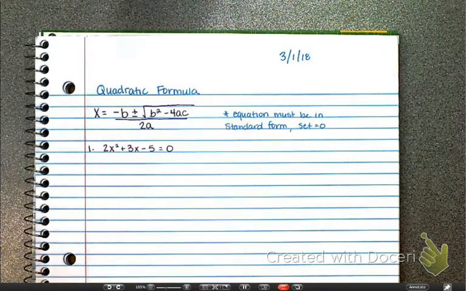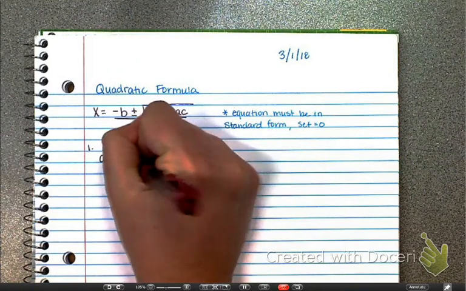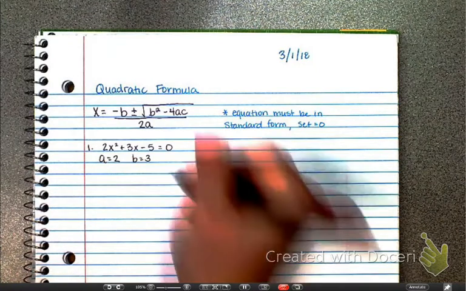So 2x squared plus 3x minus 5 equals 0. Before we plug any numbers in, we need to make sure that we can identify what my A, my B, and my C are. We should know those from when we factored. What is A? 2. It is just the number in front of the variable. So A is 2. What is B? 3. What is C? Negative 5.